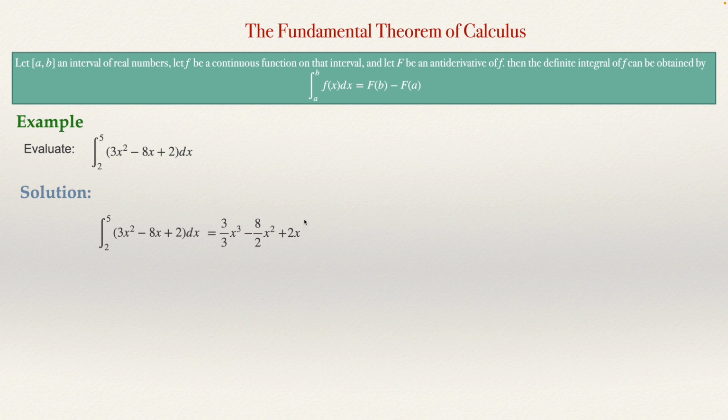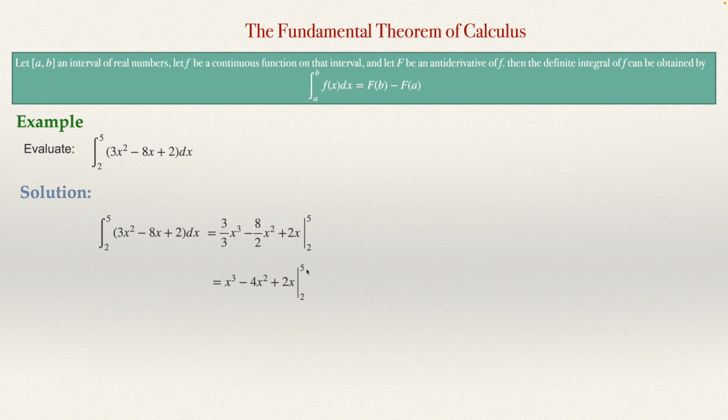So this will be evaluated from 2 to 5. I'm going to write here that it is always the antiderivative evaluated at 5 minus the antiderivative evaluated at 2. Let's simplify this first. This will be x cubed only. 8 over 2 will be 4x squared plus 2x. It will be x cubed minus 4x squared plus 2x, evaluated from 2 to 5.